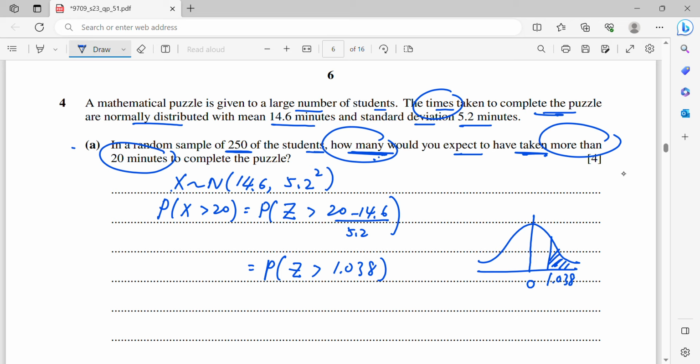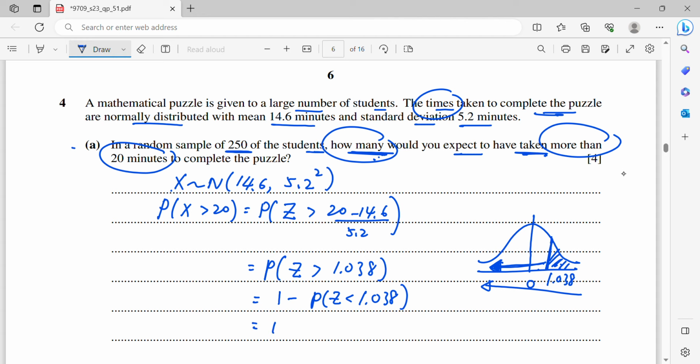Now, when you refer to the normal table, you are given the region towards the left hand side, okay? And the critical line is positive. So from here, it will be total probability 1 minus P(Z less than 1.038). That will be the shaded region. So my working is 1 minus P(Z less than 1.038).